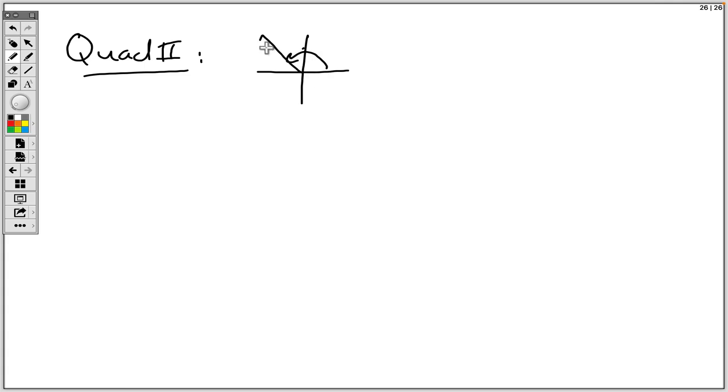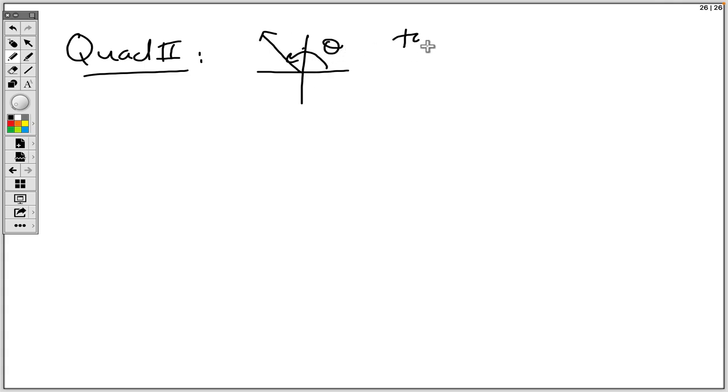What if we're in quadrant 2? So how would things change if we were in quadrant 2? Oh, my pen tablet's not working. Here we go. So let's look at what happens if we're in quadrant 2. What changes? Well, in quadrant 2, let's sketch this out.